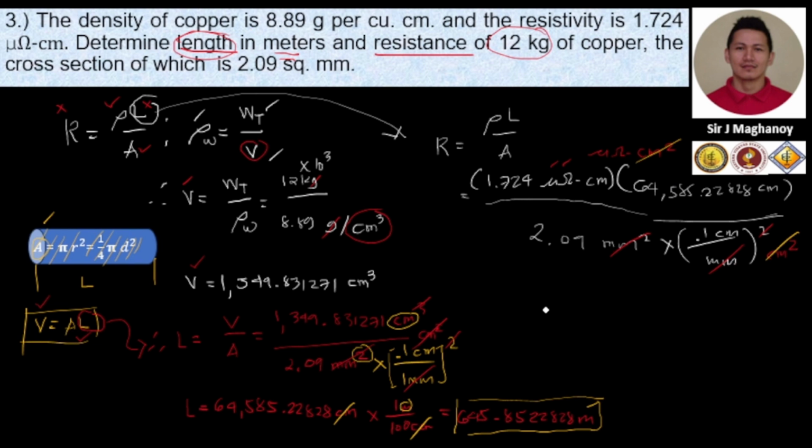So solving for your R, finally your R is 5.327508783 ohms. So that is the value of your resistance.